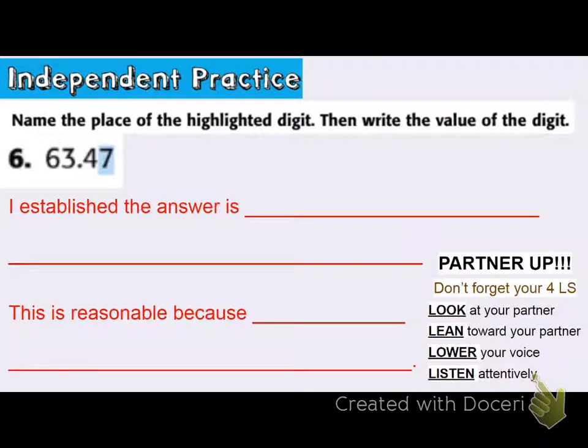All right, independent practice number 6, name the place of the highlighted digit. Then write the value of the digit. I need to figure out where is that 7. Well, I can see right away the 7 is on the right side of the decimal. It's less than 1. And it's not in the tenths place, it's in the hundredths place. So name the place of the highlighted digit. I can write down, I established the answer is hundredths place.